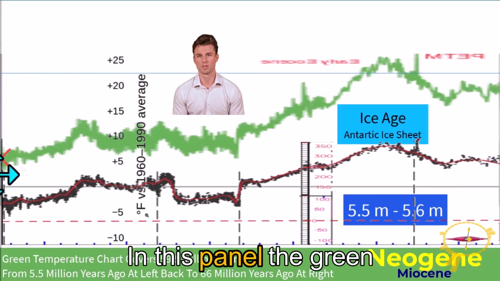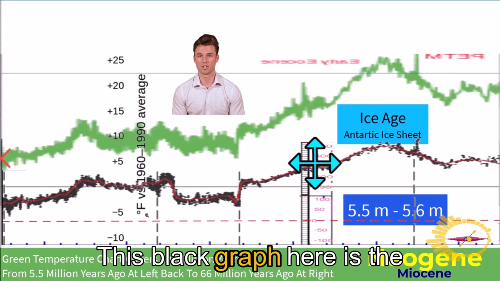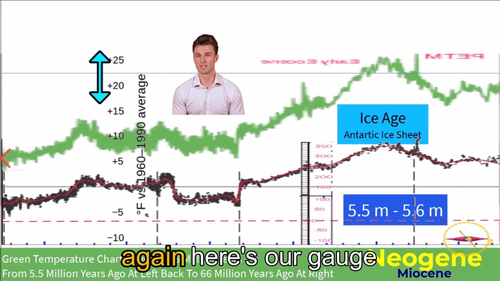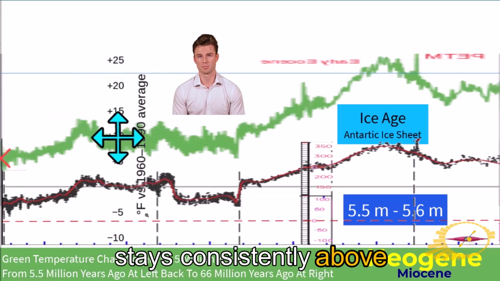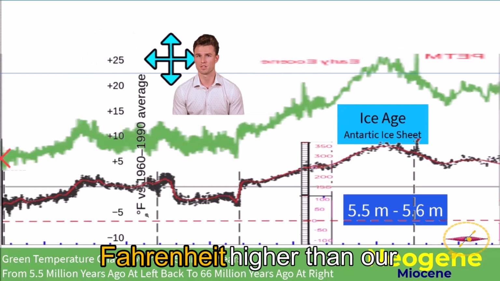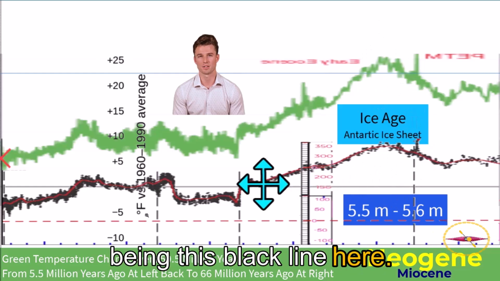In this panel, the green graph here is actually the temperature graph. This black graph here is the sea level graph. Note that temperature again, here's our gauge, stays consistently above today's average, and at this point it's by quite a bit, almost 25 degrees Fahrenheit higher than our average today, the average being this black line here.